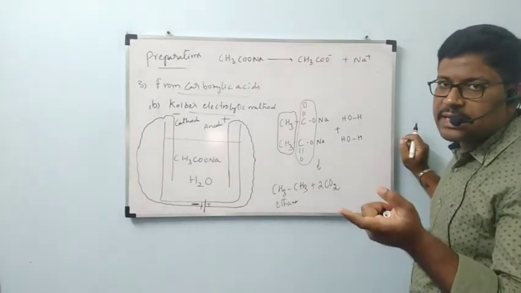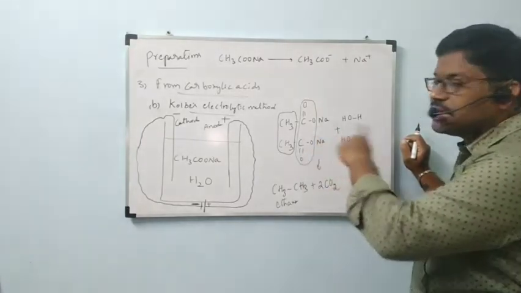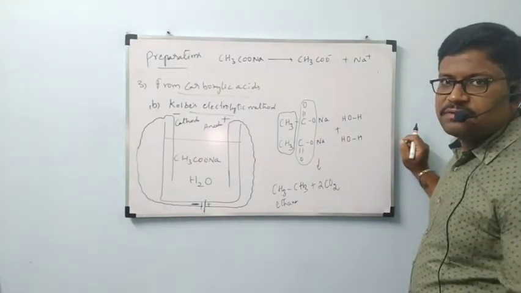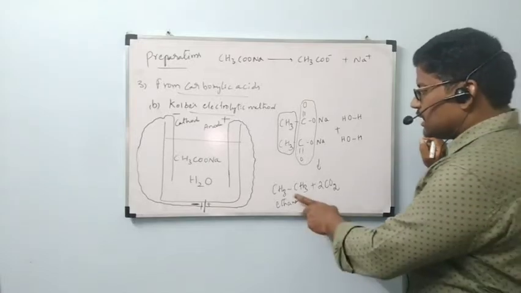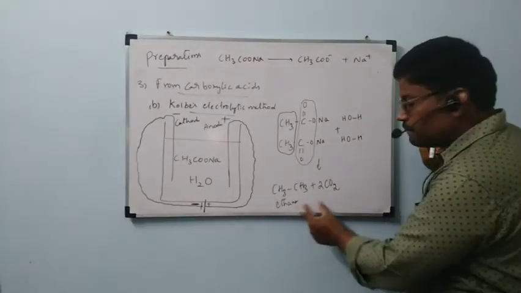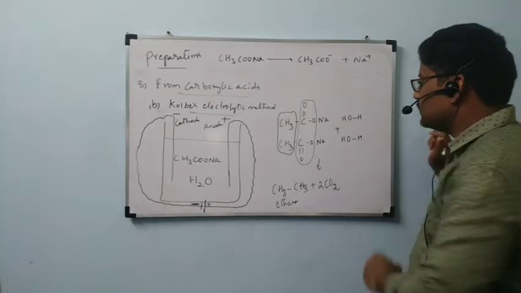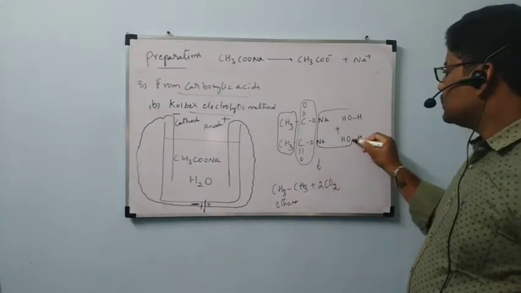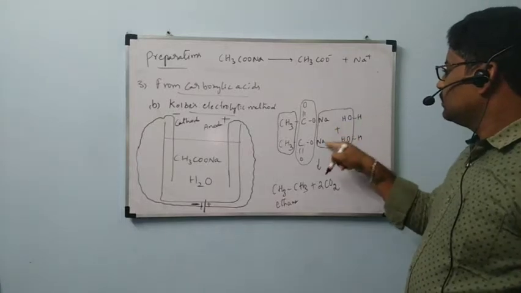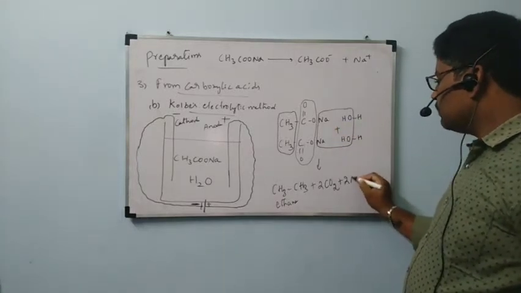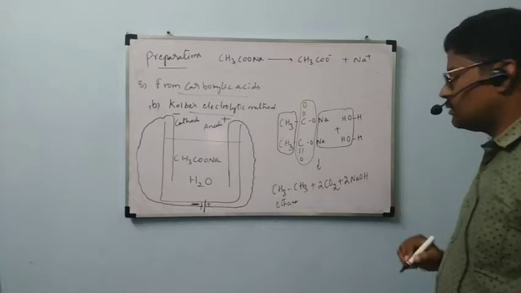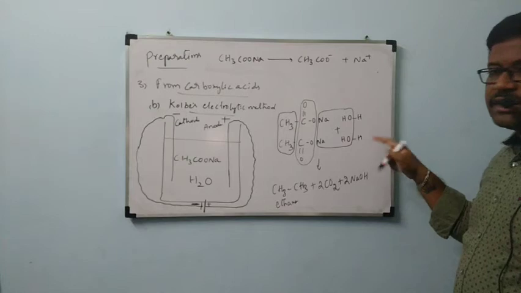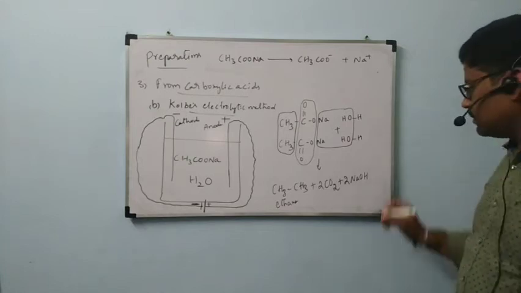That mechanism also I will explain clearly. First, this is the normal reaction I am going to write. After that, we will see the clear stepwise explanation in the mechanism. Ethane plus carbon dioxide plus NaOH. 2 moles of NaOH will be formed, plus H and H will be formed as hydrogen, H2.